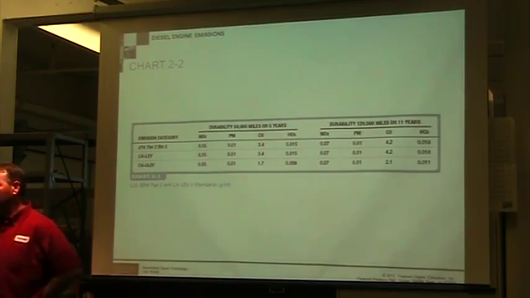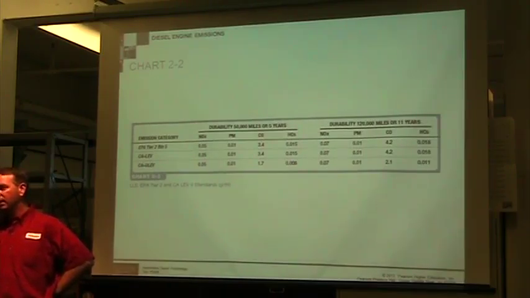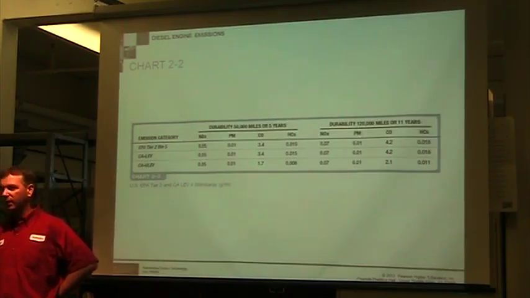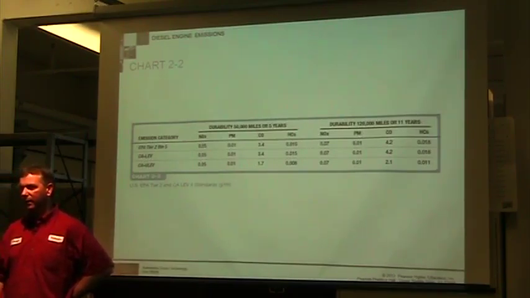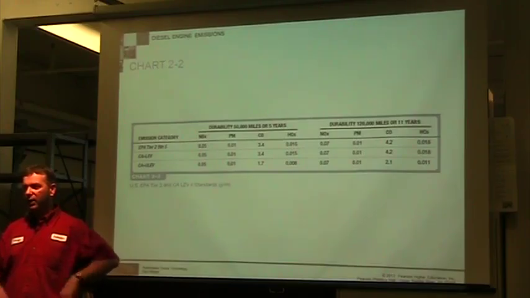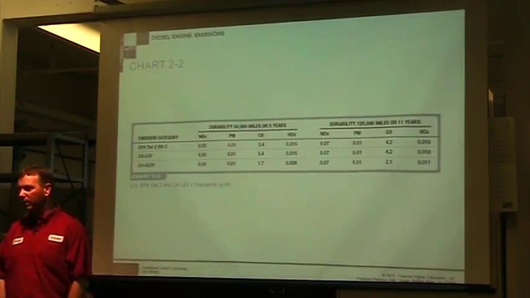So, but you can see these are the different emissions, and then your vehicle has to go 120,000 miles or 11 years, and it can't exceed that. And that's been in the auto industry for a long time.